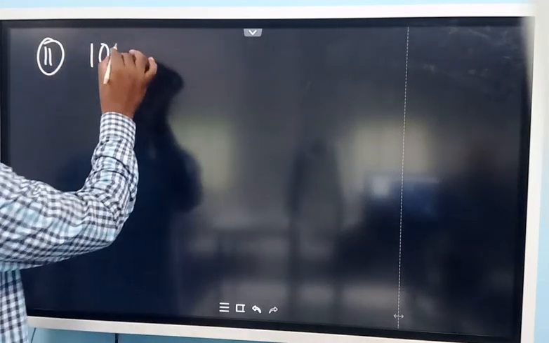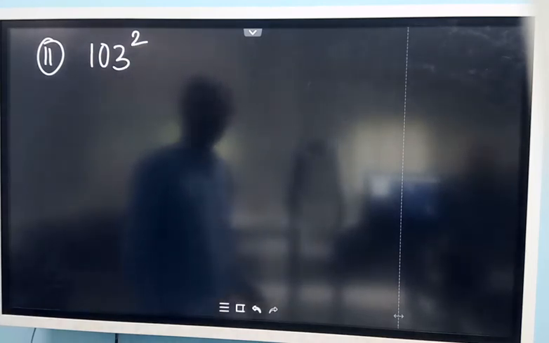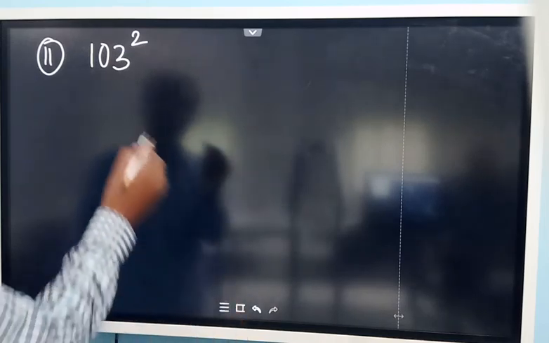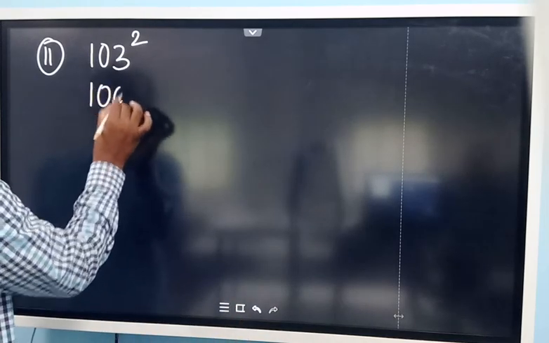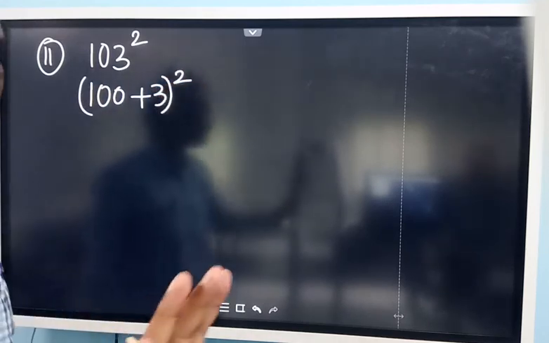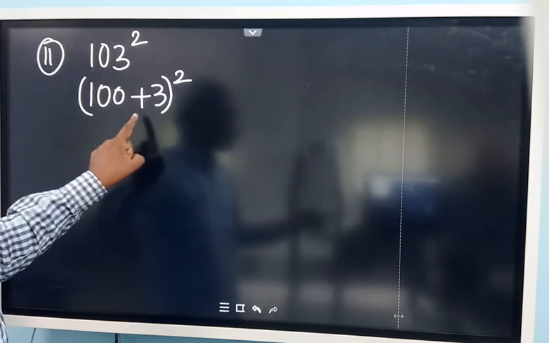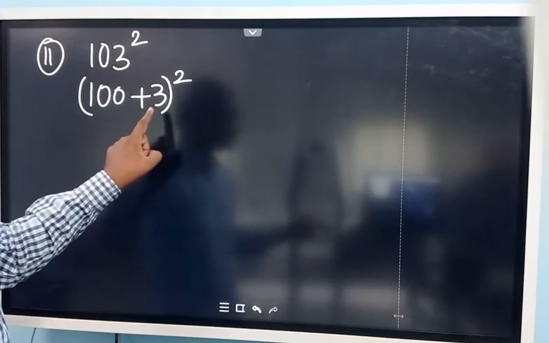3 whole square, 103 square. This is a number, 103. So now I will write this 103 in a different form. 103 can be written as (100 plus 3) whole square. Look at this one, we have expanded 103 as 100 plus 3.